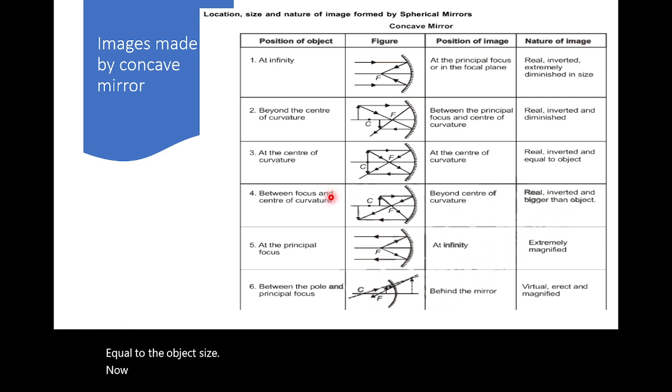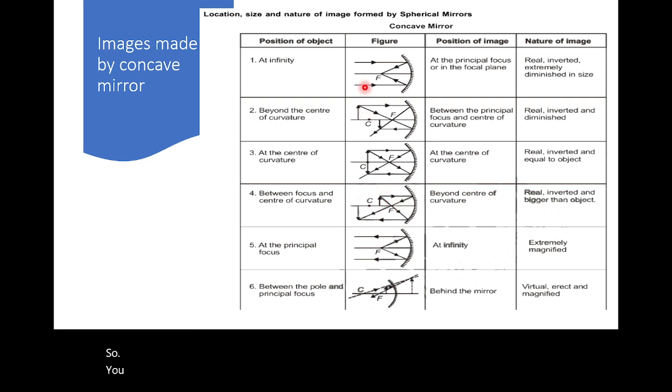Now next one. Between F and C, the object is between F and C. Don't think this is an object. This is an object. We always put the object as upright.